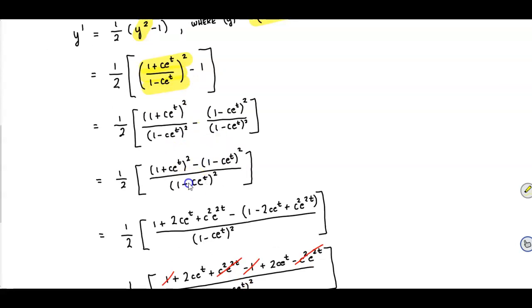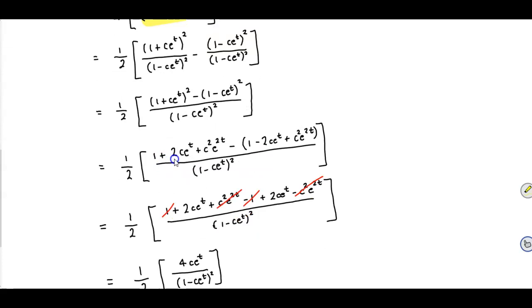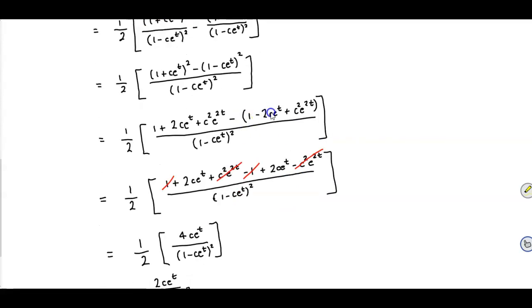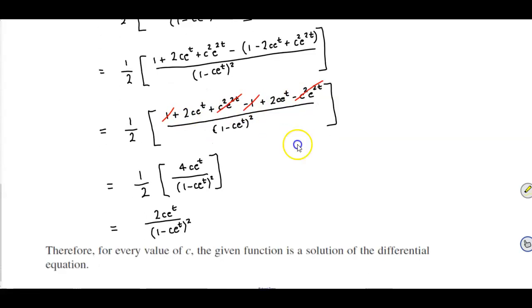Now we have a common denominator, and we're going to square the first binomial and then subtract the square of the second binomial. If we multiply them out, this is a perfect square trinomial. So we end up with 1 + 2ce^t + c^2 e^(2t) minus (1 - 2ce^t + c^2 e^(2t)). Once we distribute that minus sign, we can eliminate the ones because they're opposite, and we can eliminate the squares. So we end up with 4ce^t divided by the denominator (1 - ce^t) squared.